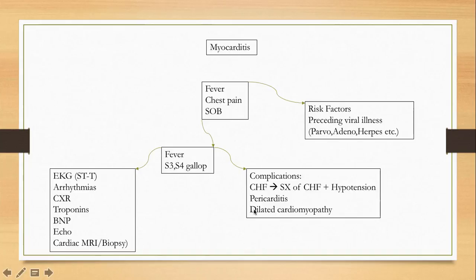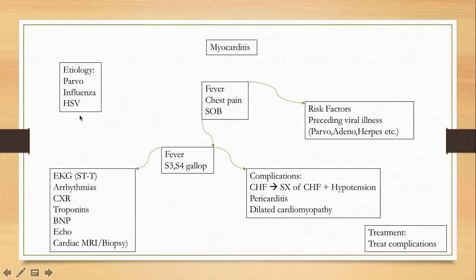Complications will be heart failure, pericarditis, and dilated cardiomyopathy. So again, these people can go into cardiogenic shock, and then it becomes very difficult to treat them. So etiology, again, in addition to these viruses, there can be influenza and herpes virus as well. And of course, treatment is for the complications.